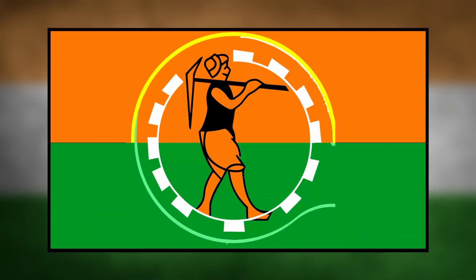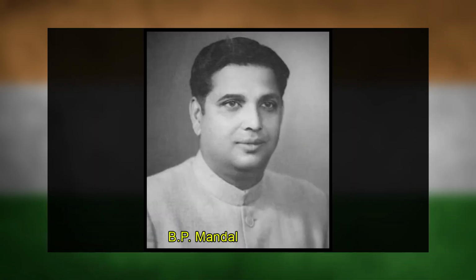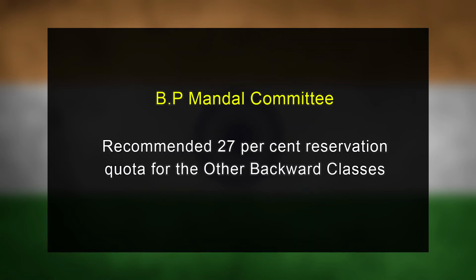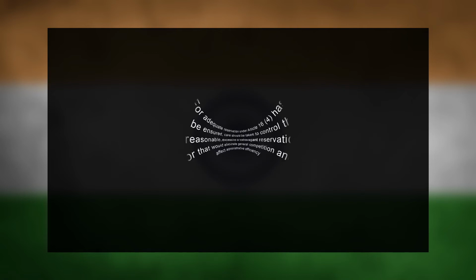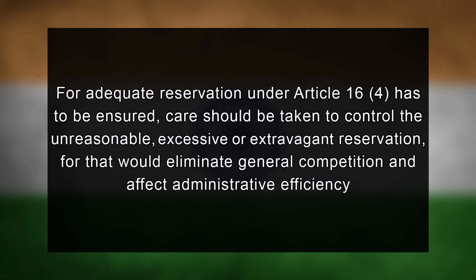In 1978, the Janata Party government appointed the second Backward Classes Commission under the chairmanship of B.P. Mandal. The commission recommended a 27% reservation quota for the other backward classes. For adequate representation, reservation under Article 16(4) has to be ensured. Care should be taken to control unreasonable, excessive or extravagant reservation, for that would eliminate general competition and affect administrative efficiency. It said that the magnitude of reservations cannot exceed 50% of total posts available.